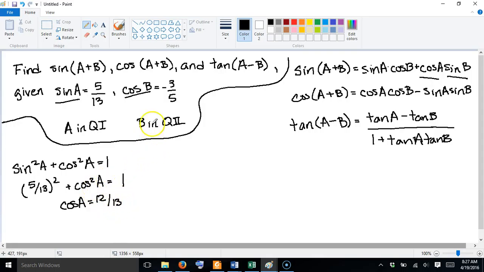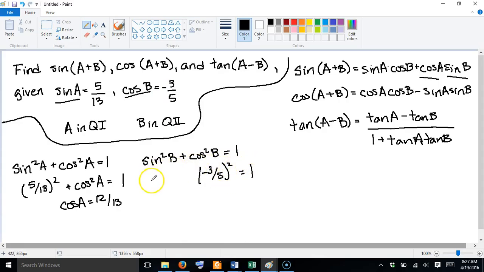Now, do the same thing, use the same identity to find what sine of B is equal to. So you're going to write sine squared B plus cosine squared B is equal to 1. Now replace your cosine B with negative 3 over 5.